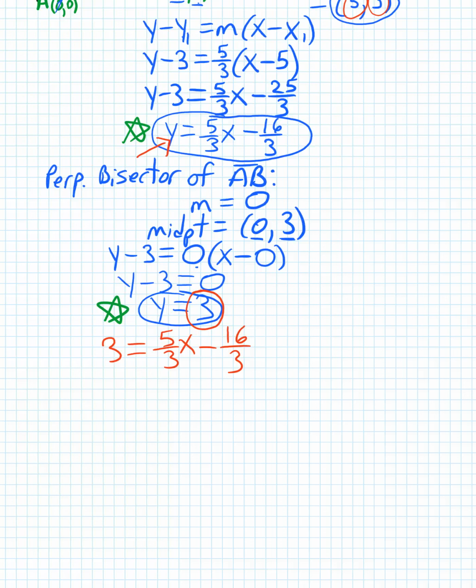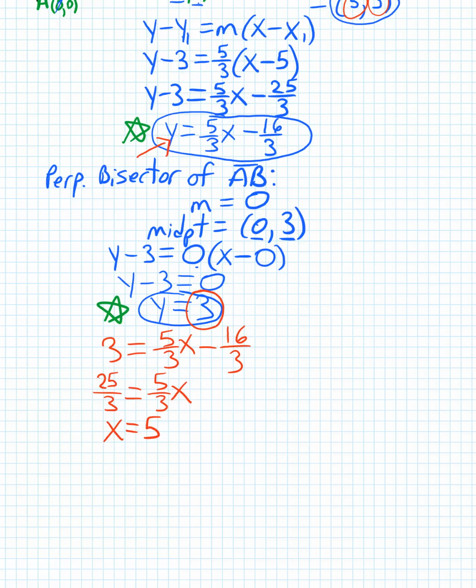And we're solving for x right here. We can add 16/3 to 3. Let me get my calculator. 3 plus 16/3. That gives us 25/3 equals 5/3 x. And to get x all by itself, you could multiply by the reciprocal, which would be 3/5. If you want to put that in your calculator, I believe that is just 5. Let's see, 25/3 times 3/5. And that does give us x equals 5.